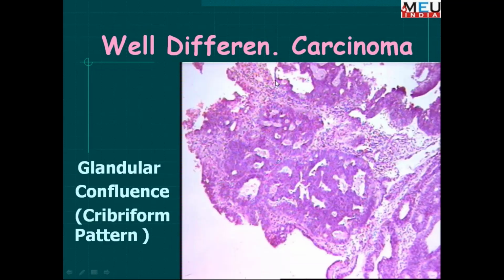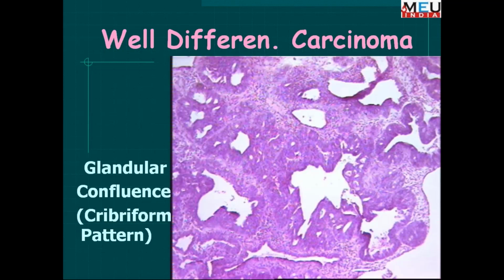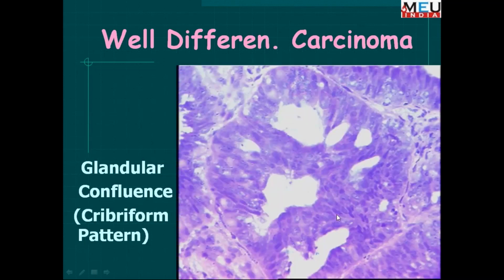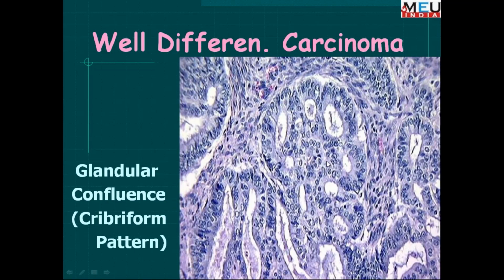In the well-differentiated carcinoma, we find the confluence, the cribriform pattern, which is a single gland with a sieve-like arrangement of glands within it, known as the cribriform pattern, and this becomes visible in well-differentiated carcinoma. There is a glandular confluence. Here is another slide. This is on high power. You can see another one, cribriform pattern.